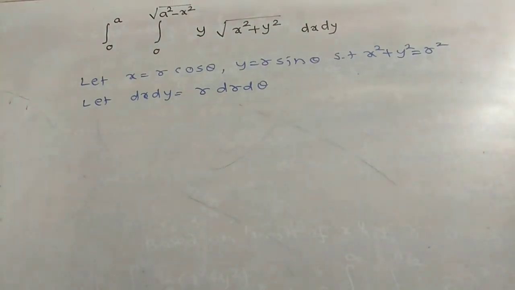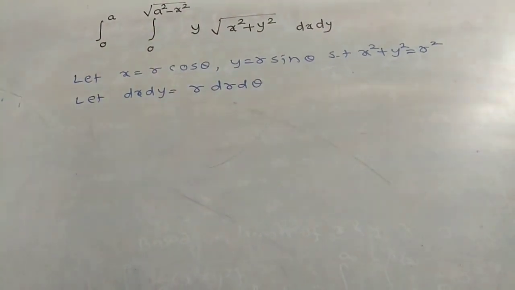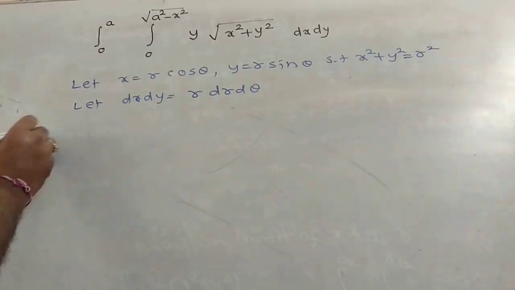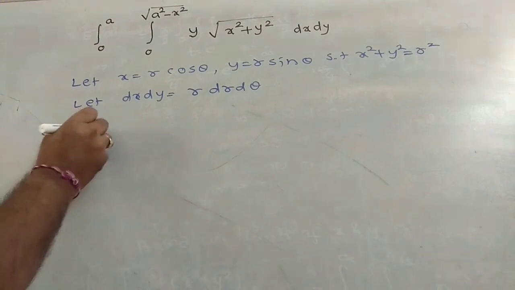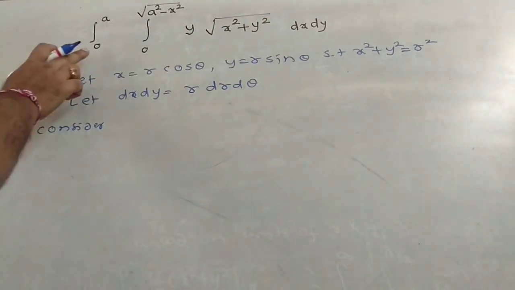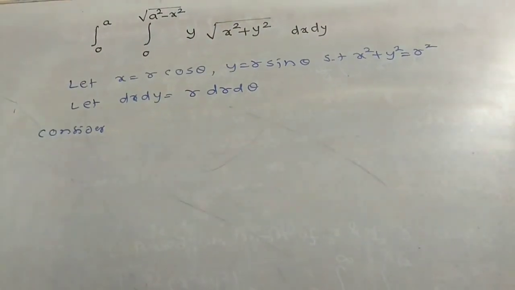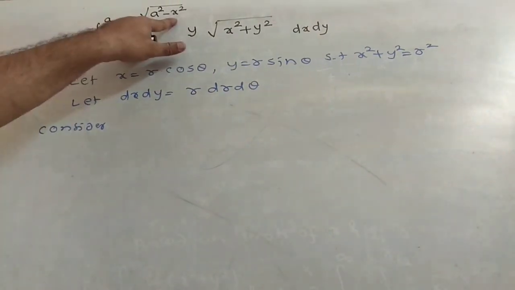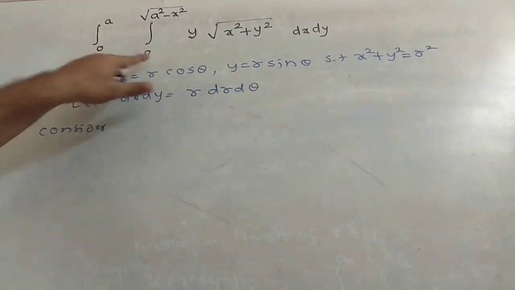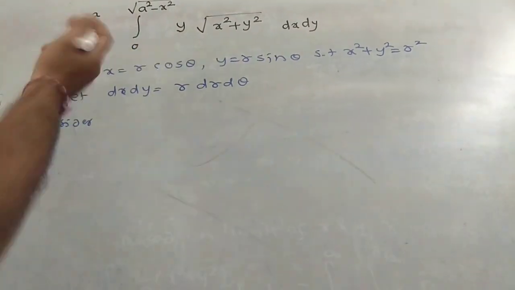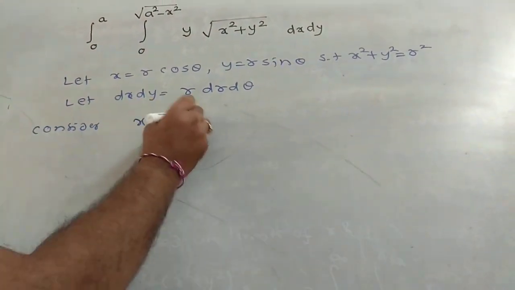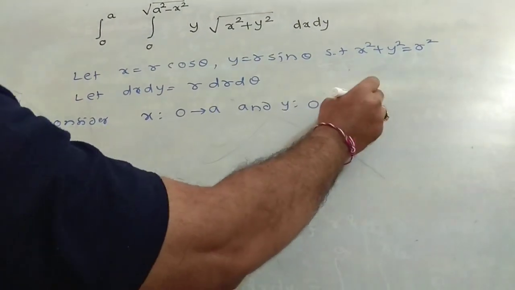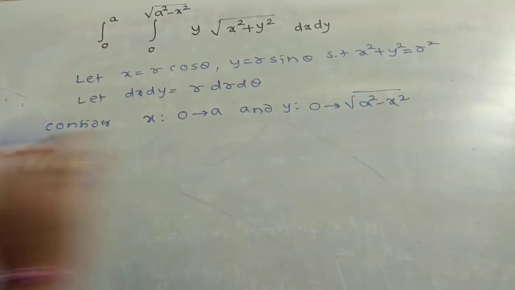These two are very simple to substitute here, but the important thing is identification of the limits of the new variables. Before going to that, consider your given limits. 0 to a is there, and 0 to root of a square minus x square. One of the integration limits contains the variable x, so automatically these belong to y limits. So automatically the first integral is the x integral. So x limits 0 to a and y limits are 0 to under root of a square minus x square. They have given.